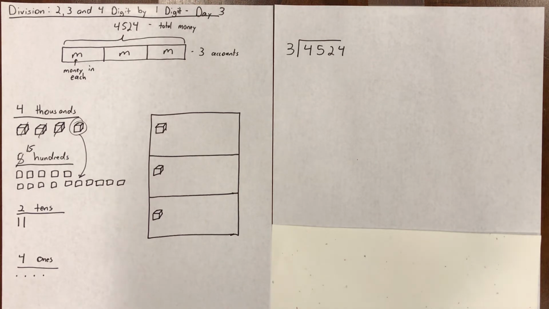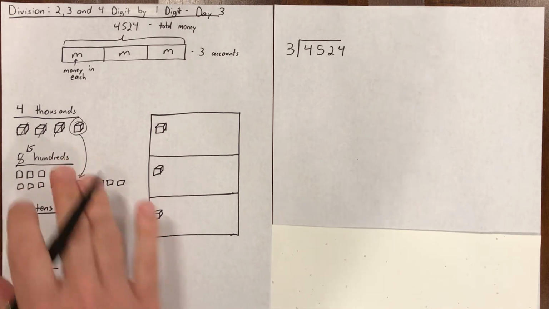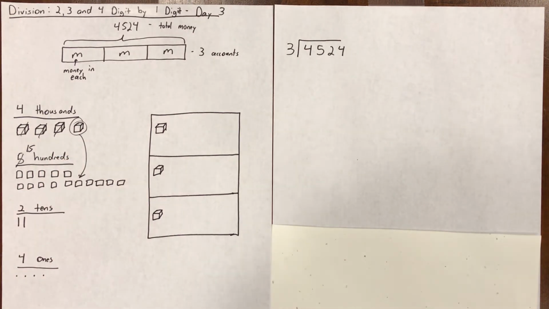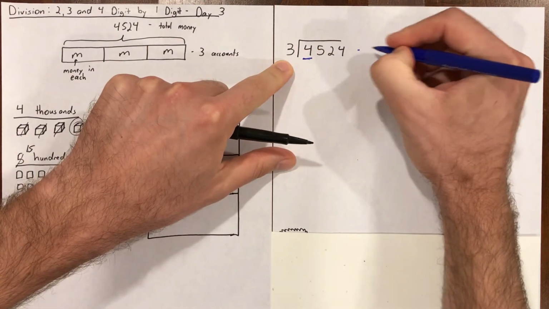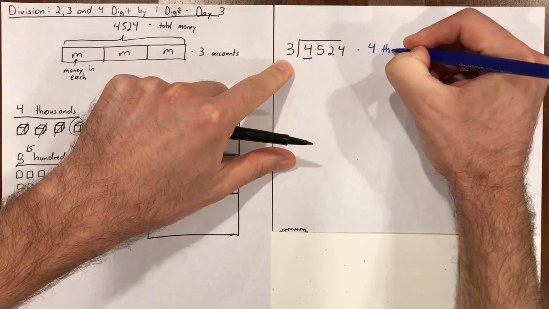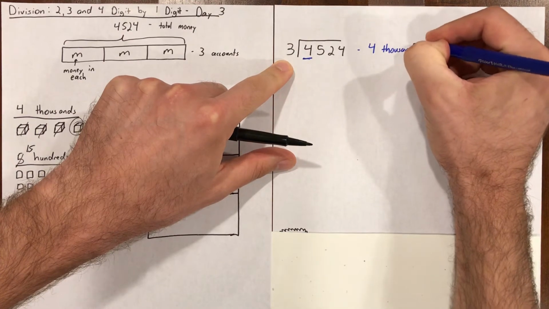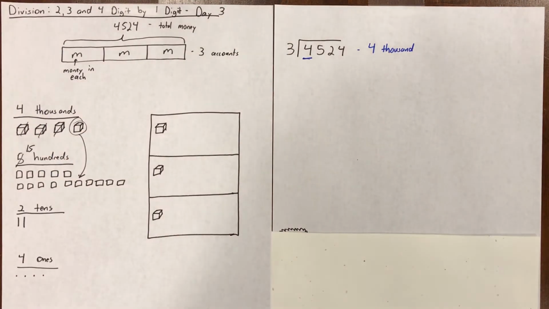Okay. What place will I start with to divide, and how many of that place do I have? Think about where we started with the place value blocks over here. Go ahead and say it out loud. Yes, I'm going to start in the thousands place, and we've got 4 thousands to work with, to share, just like we did over in our picture.